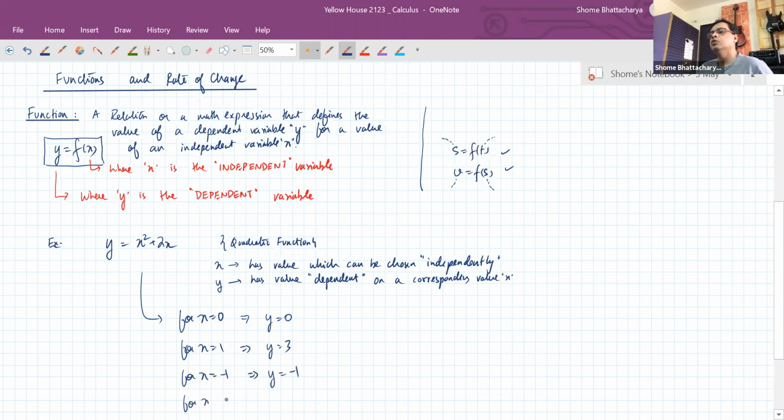For x equal to minus 1, for example, you can see that the value of y has become minus 1. For x equal to 2, the value of y has become equal to, how much is it now? 4 plus 4, 16. Okay. Sorry, 4 plus 4, 8. Okay. So this is just an example of a function.